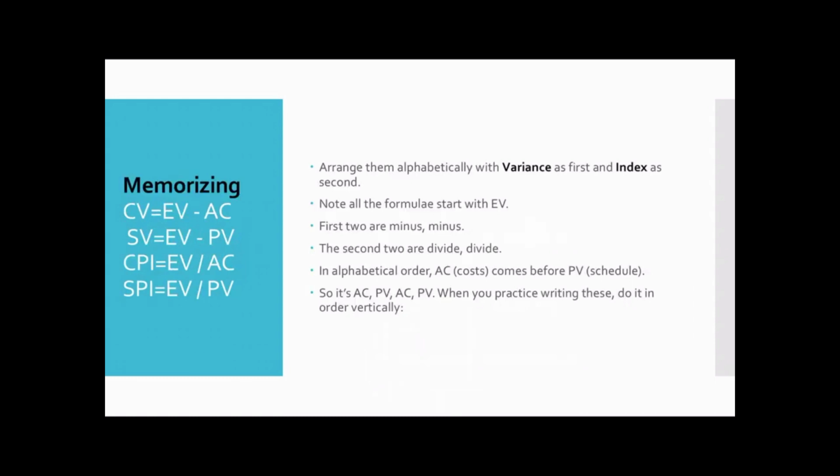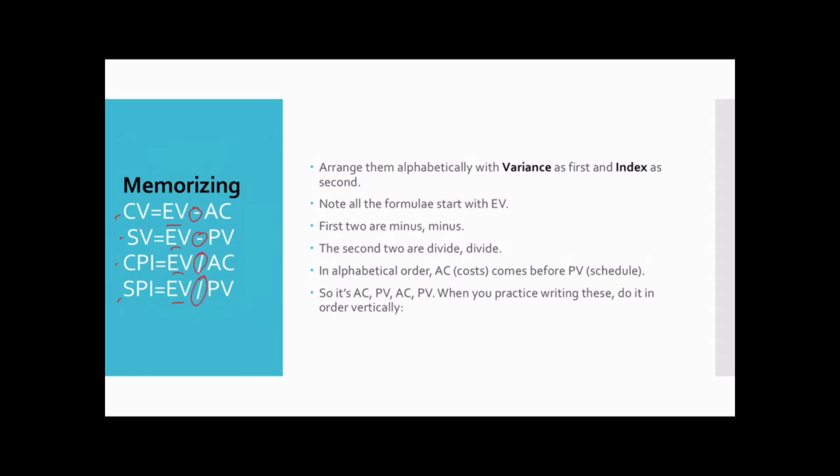Okay, how do you memorize this? It's very simple. Just arrange this sequence in alphabetical order. So you put CV first, cost first, then schedule variance. First the variances come, then arrange it alphabetically, and then the indexes. CV, SV, CPI, SPI, right? Earned value is always first. EV, EV, EV. In variance, it's always a minus sign. In CPI, it's always the division sign.